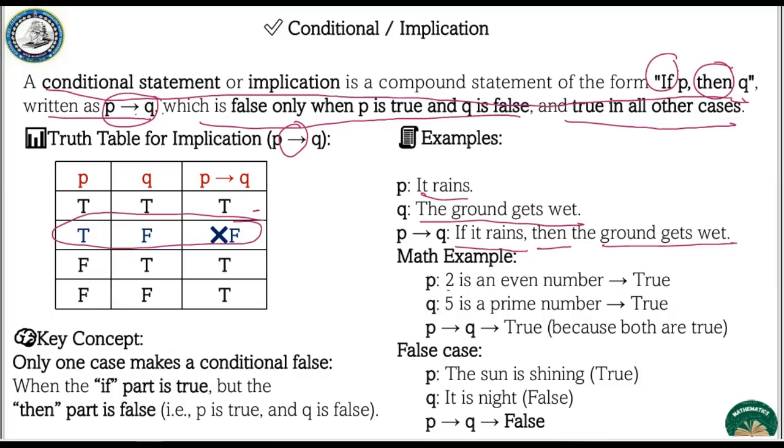So yeah, 2 is an even number, it is true. 5 is a prime number, it is also true. If both are true, the answer is also true. Only one condition, T F, it is F.